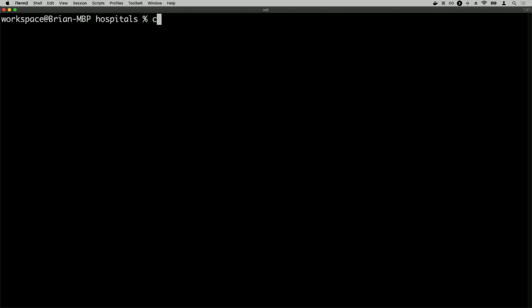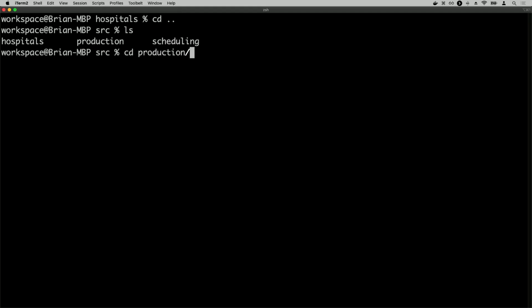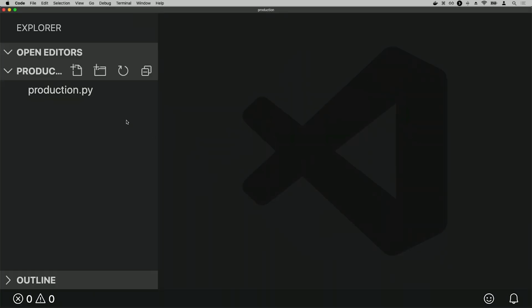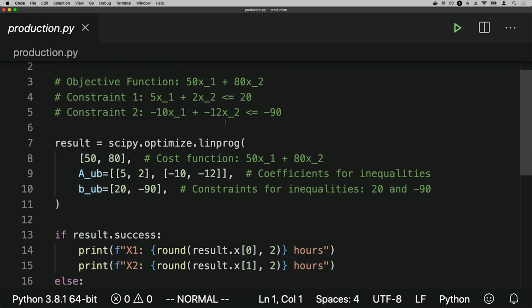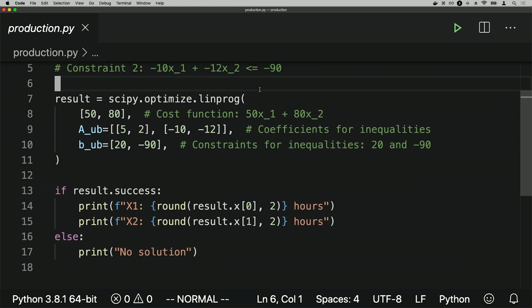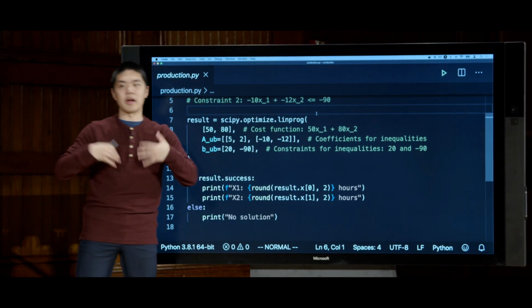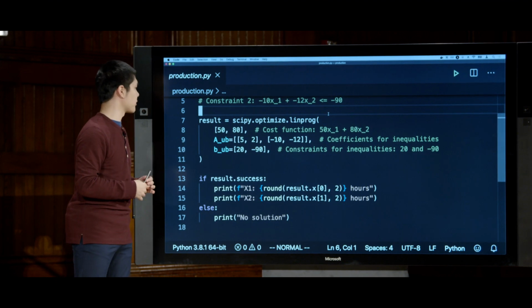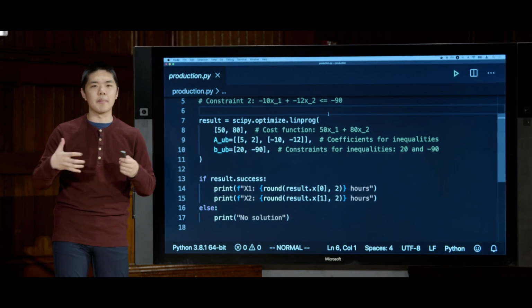And so we can take a look, for example, at the production directory here, where I have a file called production.py, where I'm using SciPy, which is a library for a lot of science-related functions within Python. And I can go ahead and just run this optimization function in order to run a linear program. linprog here is going to try and solve this linear program for me, where I provide to this function call all of the data about my linear program.